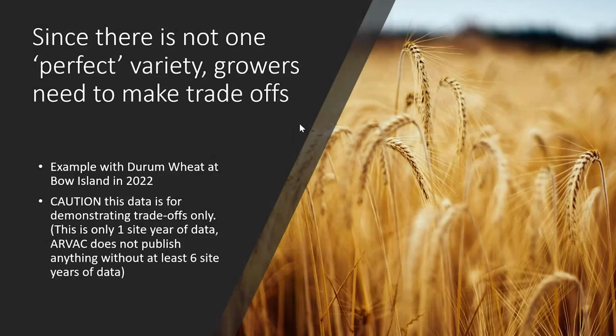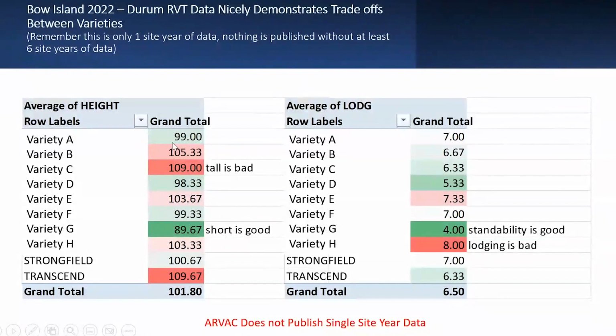We only publish 6 site years of data over 2 growing seasons, but I've got everything coded so you don't know what is what. It's the trade-off conversation. So here is when I get the data from our trial cooperators, I color code everything and make sure everything looks right, that tall varieties are tall and short varieties are short. And I look at this: Strong Field is the check, Transcend is our benchmark check.